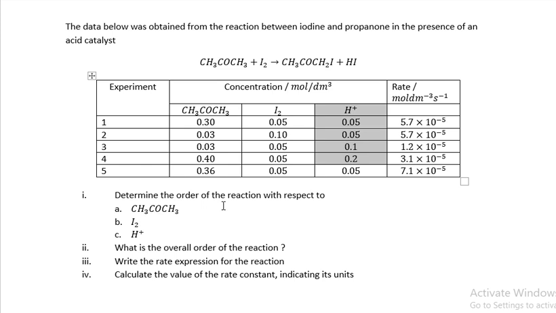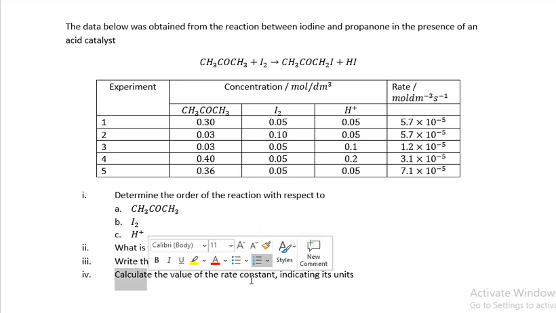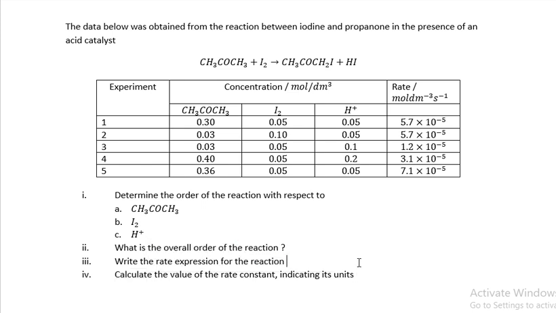So we need to determine the order of the reaction with respect to these 3 reactants. Then we state the overall order of the reaction, we write down the rate expression for the reaction, and then we calculate the value of the rate constant indicating its units.